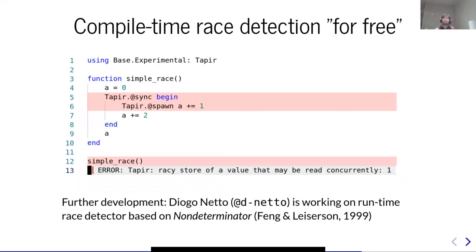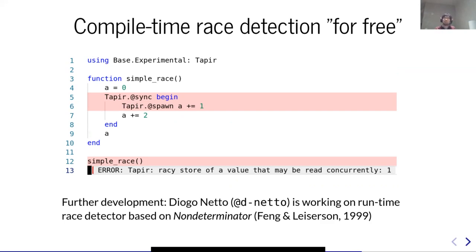Okay, and then Tapir is also not just for performance. For example, it can be used for detecting races. This is a screenshot in a VS Code session. The compiler detects that the child task is updating, I think, the variable A, which is also updated in the parent task. So this plus one and plus two are happening in different tasks. So it inserted an error there. And when I run the function, VS Code highlighted the error line.